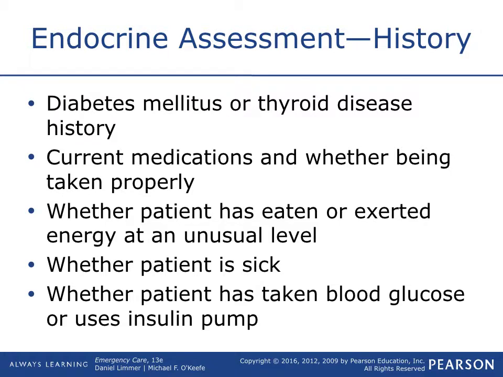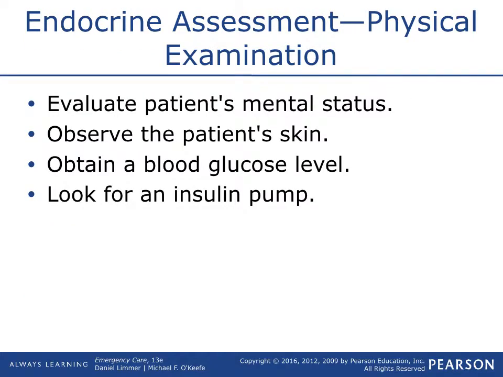Again, you get that history, guys. I mean, we're being kind of repetitive about different parts of the body, but you get that history, and then you find out: do the symptoms they're having now match their history, or is something different going on? Evaluate the patient's mental status. Again, everything's going to revolve around that. Observe the patient's skin color: pink, warm, and dry, or cool, clammy, and diaphoretic. Which one is it? Obtain a blood glucose level right off the bat.